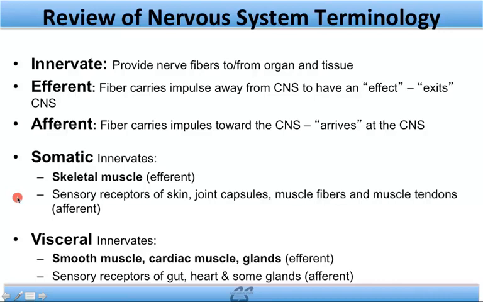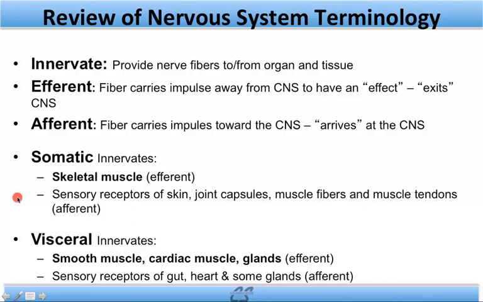So if you're activating a smooth muscle in the stomach, it's going to be a visceral efferent. Maybe you're activating a sweat gland, it's going to be a visceral efferent. Maybe you're bringing back sensory information from the intestines. Maybe you have an abdominal ache or a stomach ache. That's a visceral afferent fiber that brings that information back. So again, it's dealing with structures and classifying the nerve fibers based upon that.